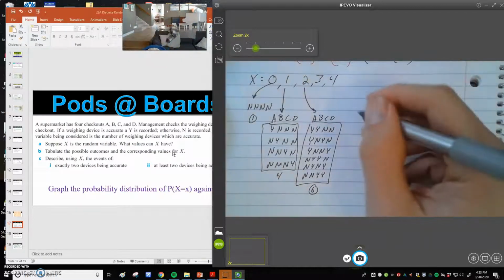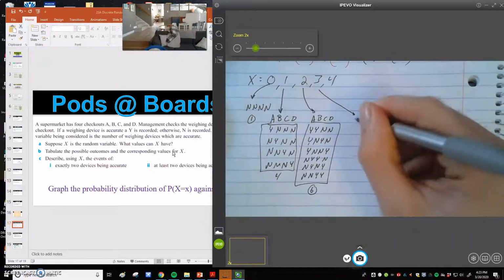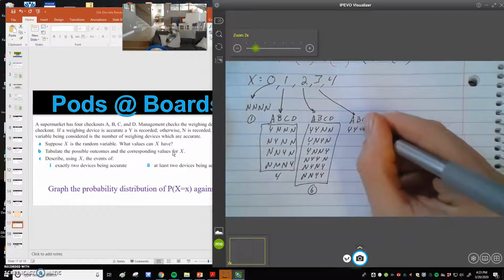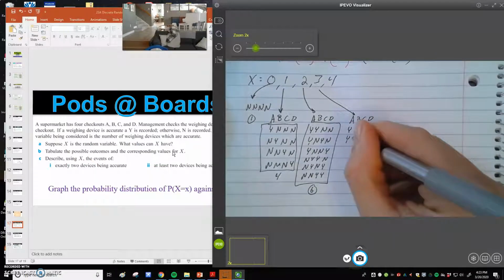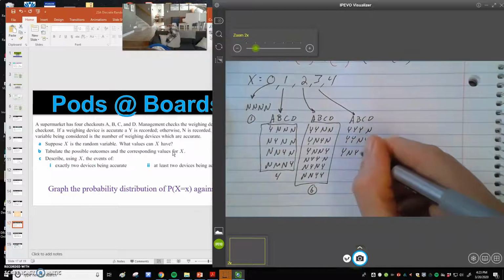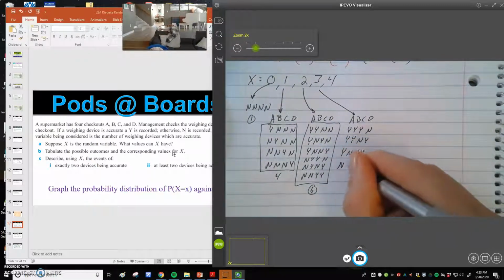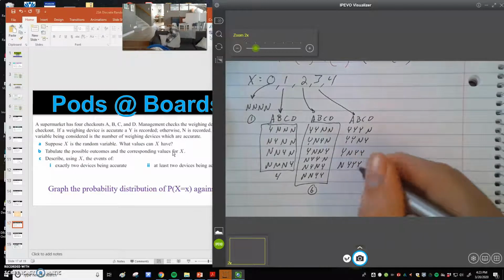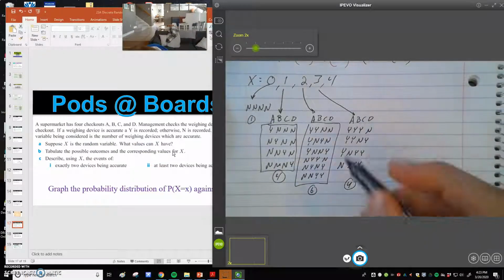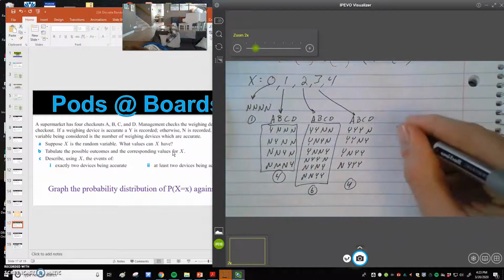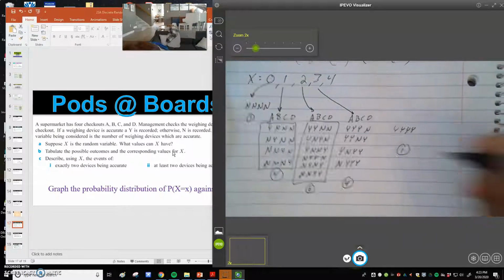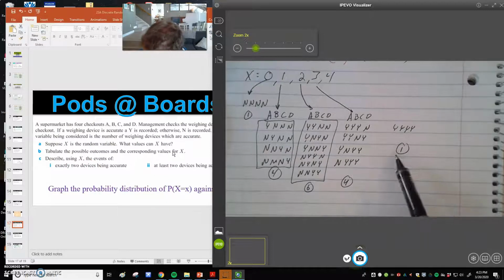Let's look at 3 now. For 3 of these, let's see what happens. So let's go A, B, C, and D. We could have yes, yes, yes, no. We could have yes, yes, no, yes, yes, no, yes, yes, or no, yes, yes, yes, for 4 outcomes there. And finally, if all 4 of them work, that's a yes, yes, yes, yes. 1 outcome there. Let's add these all up.